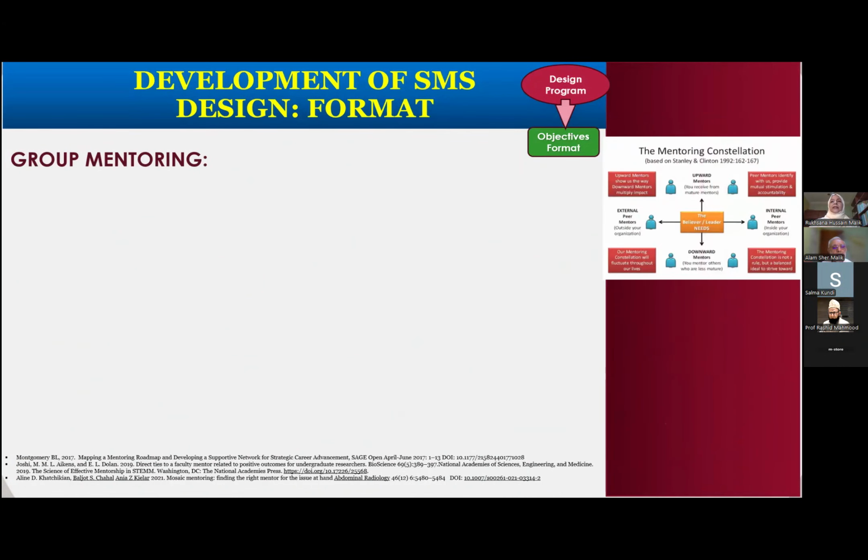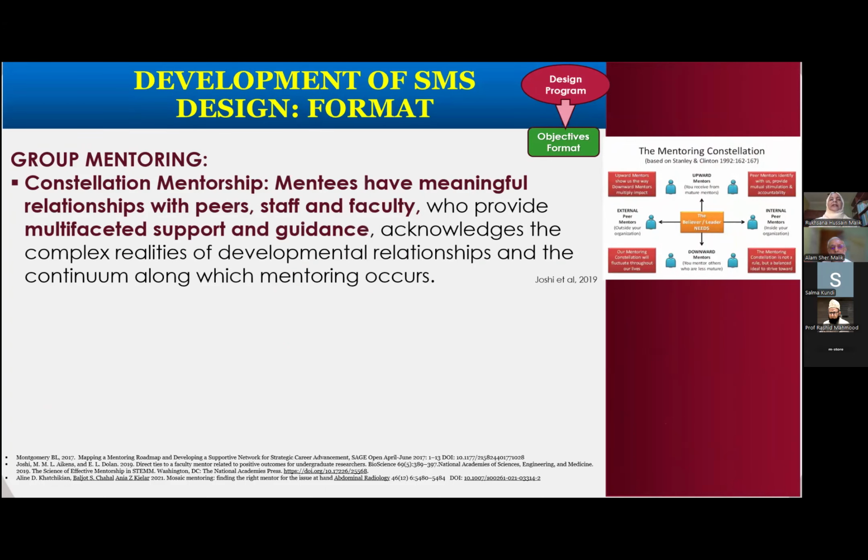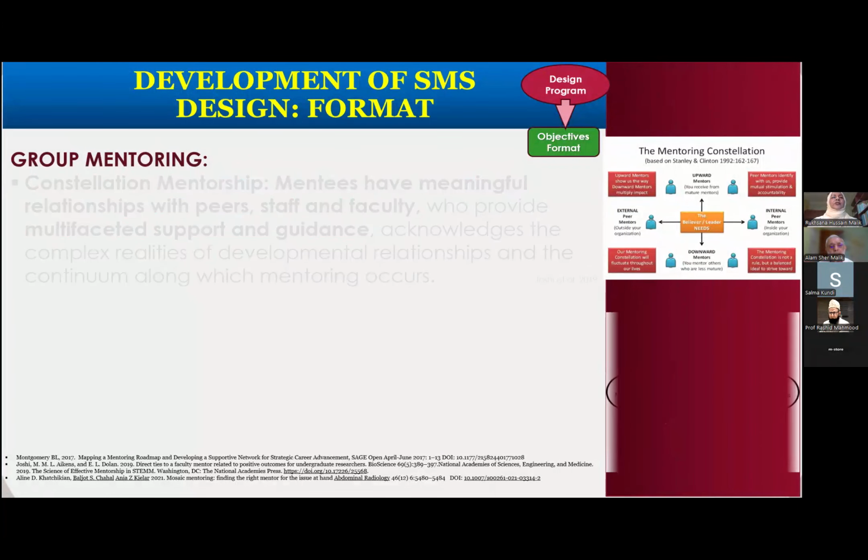The group mentoring also can be in the form of constellations. Constellation mentees have meaningful relationships with peers, staff, and faculty. So they have the upward mentors, which are seniors to them, and the downward mentors when they are mentoring the junior ones, which is called reverse mentoring. And they have external peers, who are not from the university and are coming from outside, and the internal peer mentees are one of your colleagues in the faculty. So practically in this one, the students are getting help from multiple sources. For example, the students who are in the clinical years will get mentors from the hospital as well, and a lot of information and guidance from the university staff as well. So practically this is the constellation of mentorship which takes place.